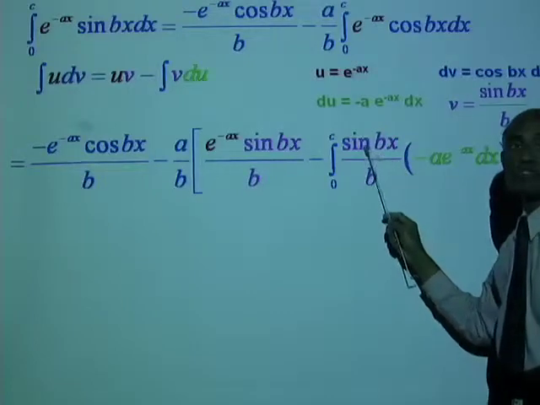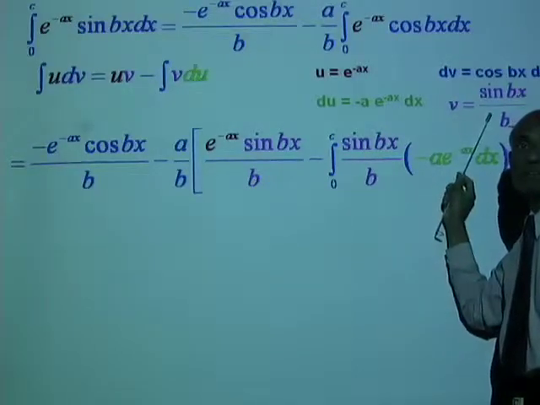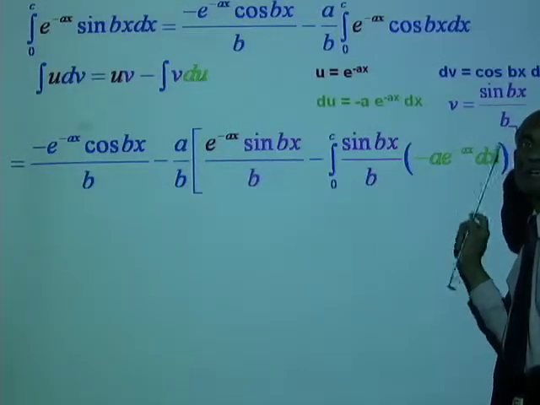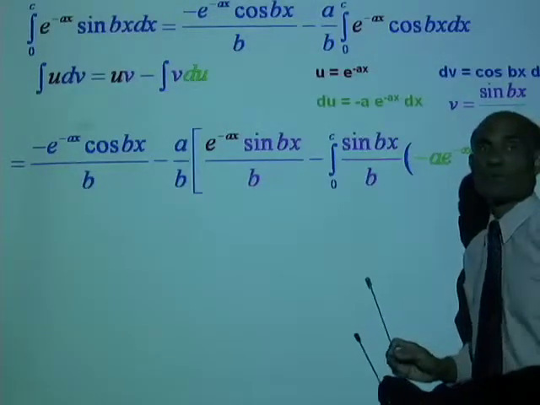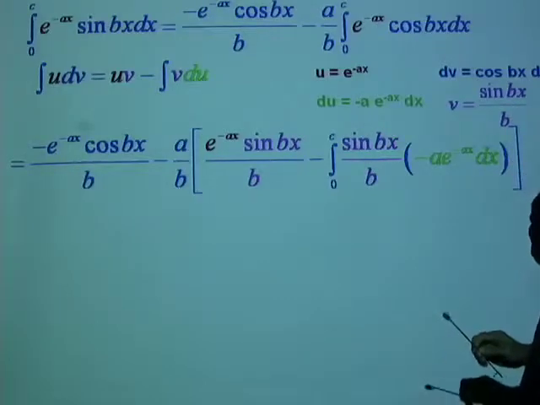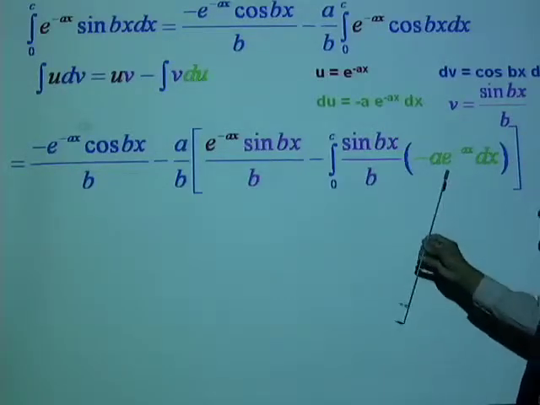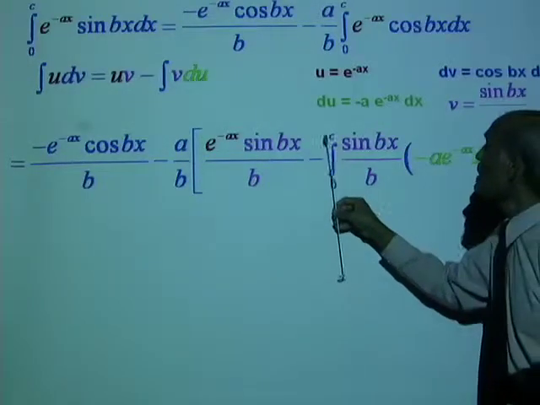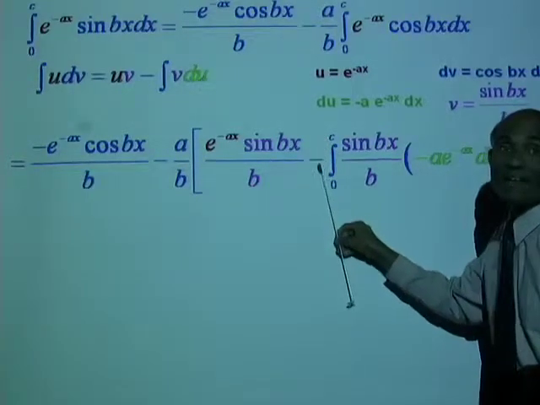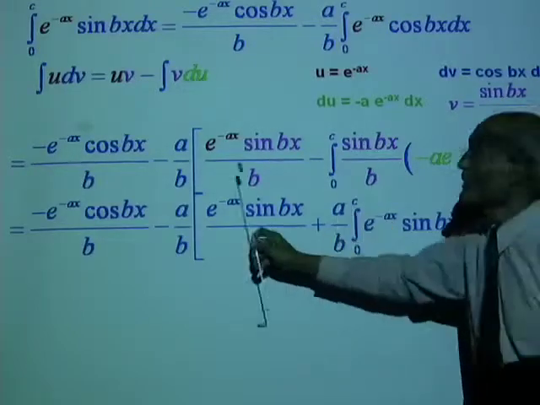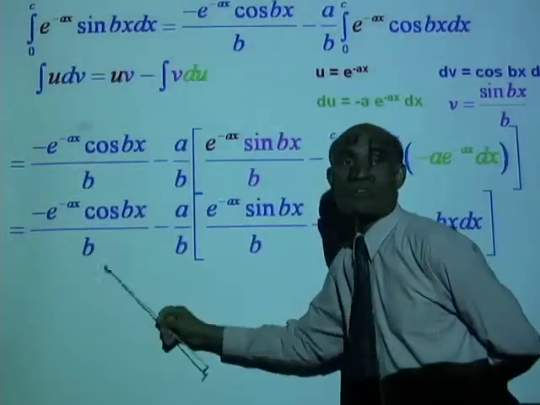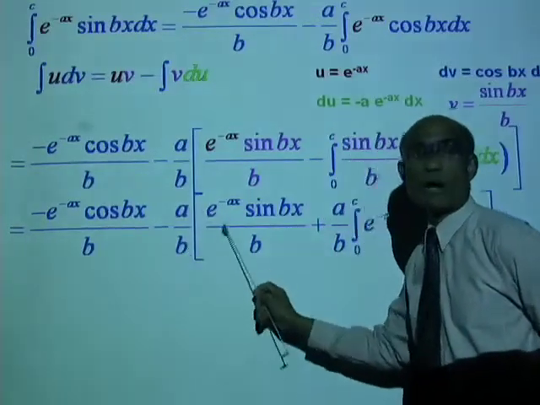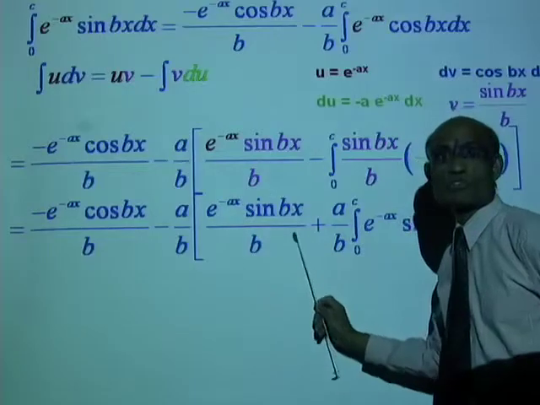So that will be sine bx over b, that is v, du is negative a e to the power of negative ax dx. Alright, let's do one more simplification then. Again, if you notice, an a over b can be brought out in here. Is that right? So that term will remain the same, no change there, minus a over b times, we're going to leave this the same.